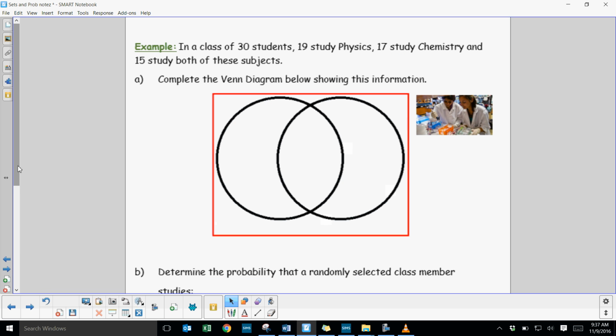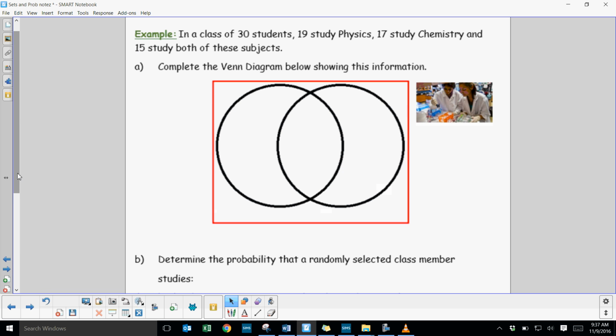So in a class of 30 students, 19 study physics, 17 study chemistry, and 15 study both. Remember, I tend to start with the inside and work outwards. Complete the Venn diagram showing this information. Don't forget to label your universal set, which your textbook does down the bottom. Physics, call it P, and chemistry, call it C. Make sure you use capital letters. So 15 study both. We're not filling in the names of the students, we're just filling in how many students, like the number in P intersect C.